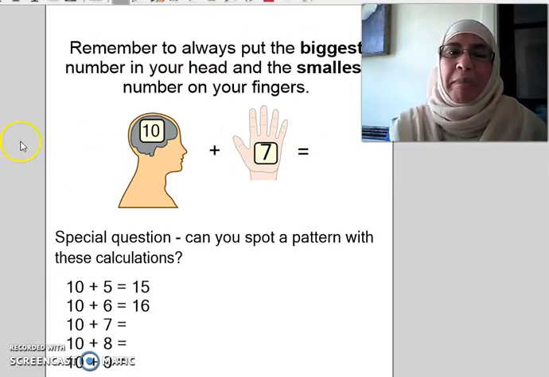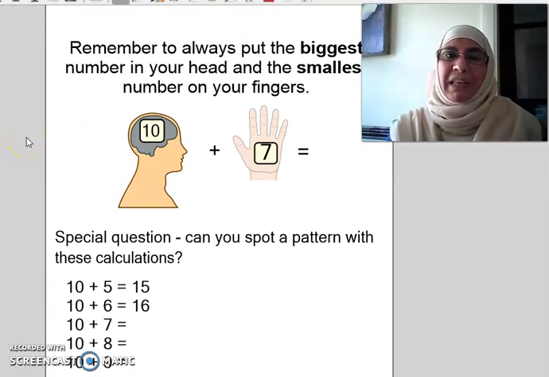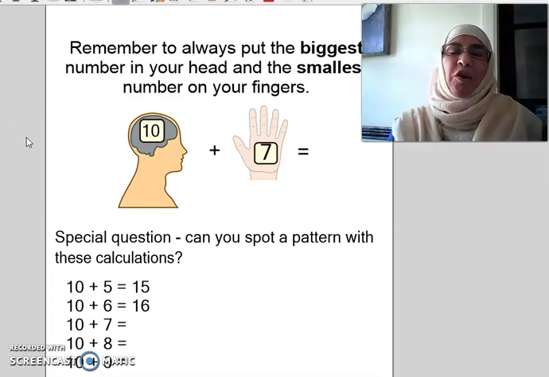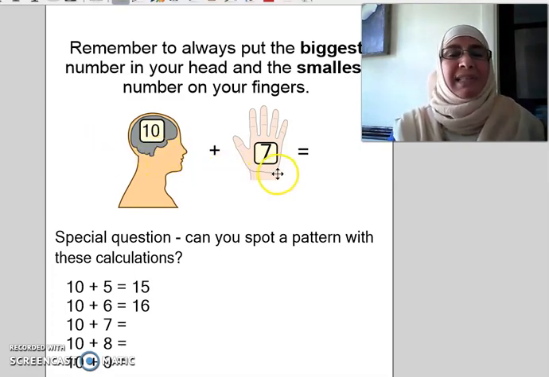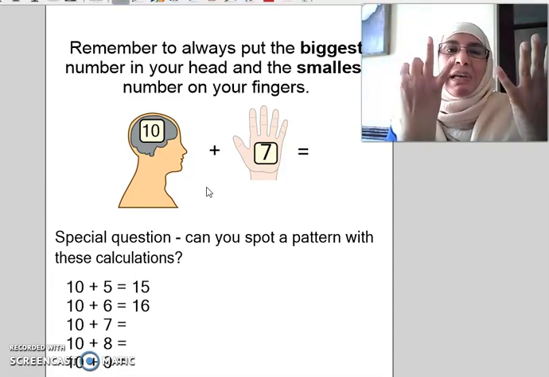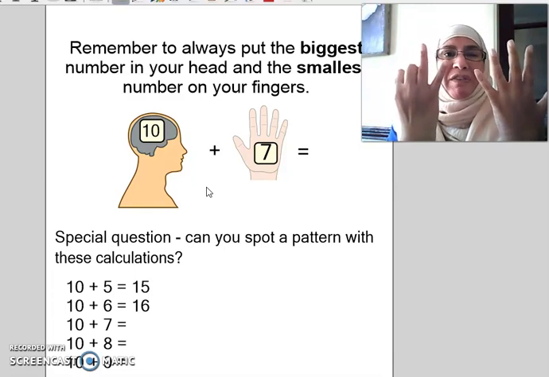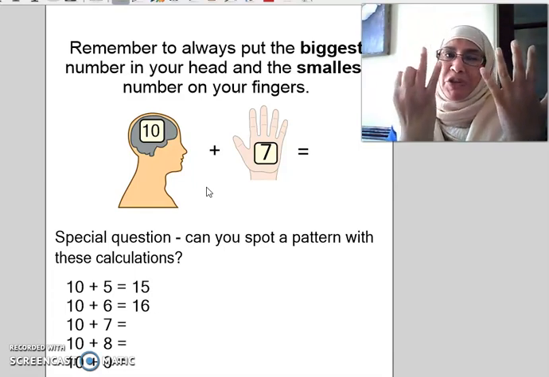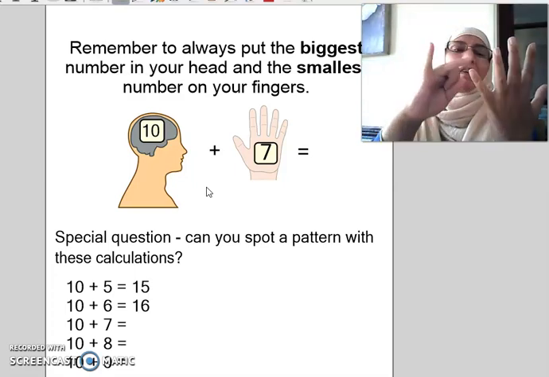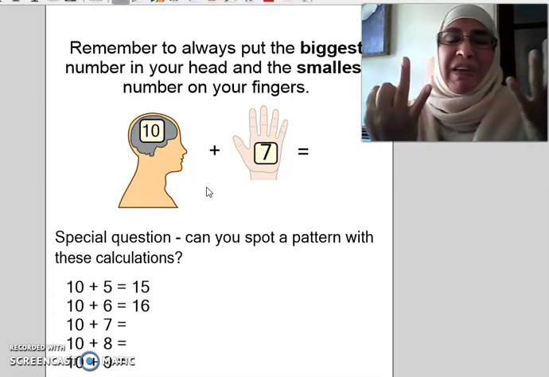Right, remember the rule, always put the biggest number in your head and the smallest number on your fingers. So if we have the problem 10 add 7, this is how we would do it. 10 is the biggest number, so put 10 in your head. 7 is the smallest number, so put 7 on your fingers. Let me just check that I've got 7 there. 1, 2, 3, 4, 5, 6, 7. Yes, I've got 7 fingers up.